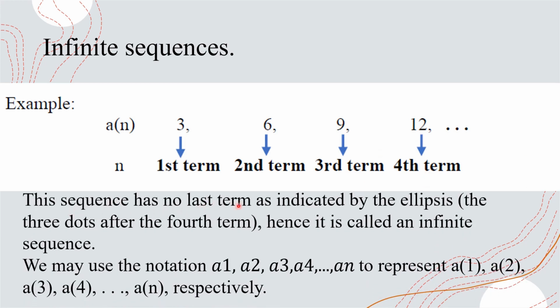Ano kaya ibig sabihin ng dot na yan? So this sequence has no last term as indicated by the ellipsis. So this ellipsis, yun po yung symbol niya. Ayan, yung tatlong dot. Okay? Hence, it is called an infinite sequence. Okay? We may use the notation a sub n, or a sub 1, a sub 2, a sub 3, a sub 4, up to a sub n to represent yung a of 1, a of 2, up to a of n respectively.